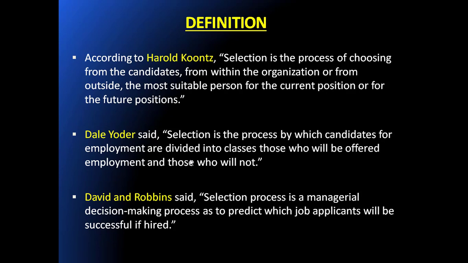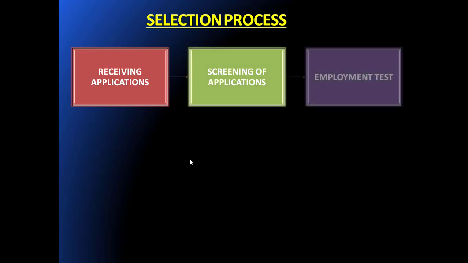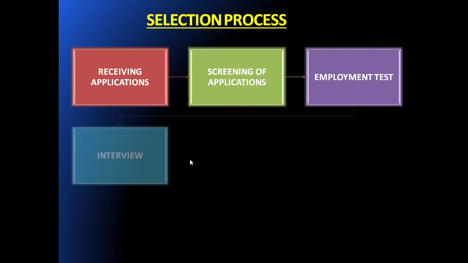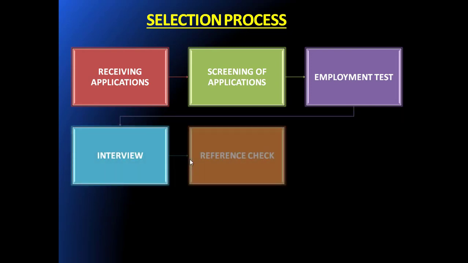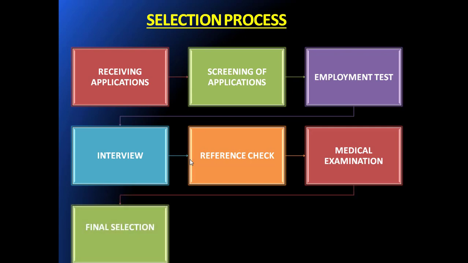Now, Dubrin and Robbins said selection process is a managerial decision-making process to predict which job applicants will be successful if hired, right? Now, the selection process. So, the selection process begins with receiving applications. Then the stage comes of screening of the applications. Then employment tests. Then comes interview. Reference check is done. Then medical examination, and finally the selection. So now let's understand each step one by one.